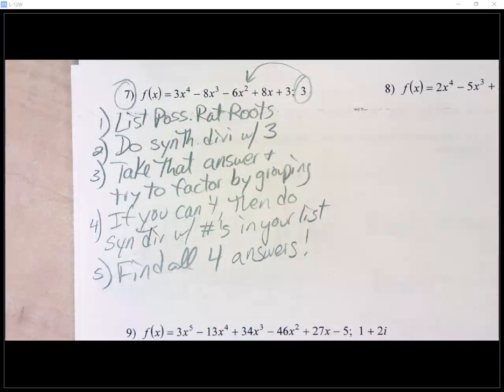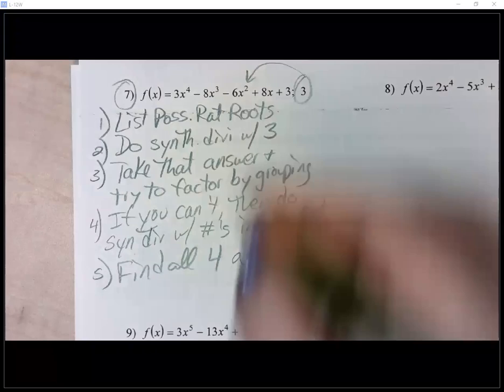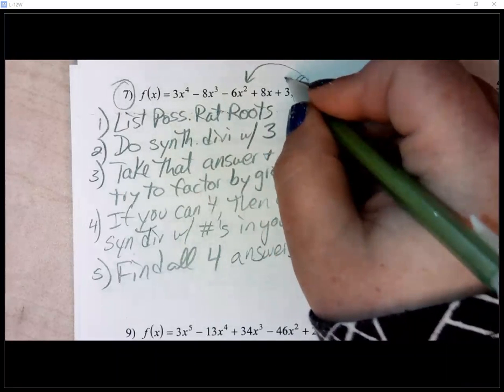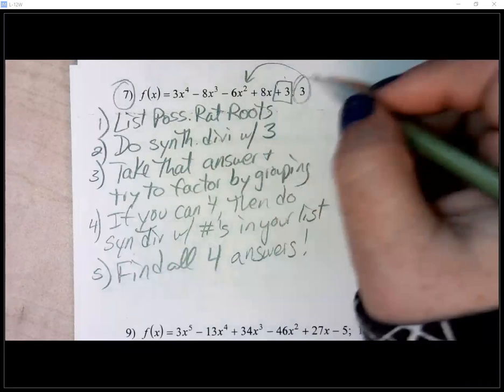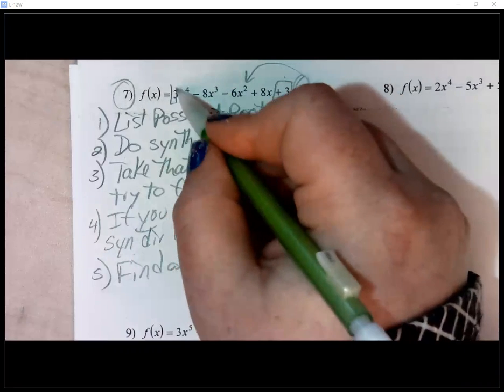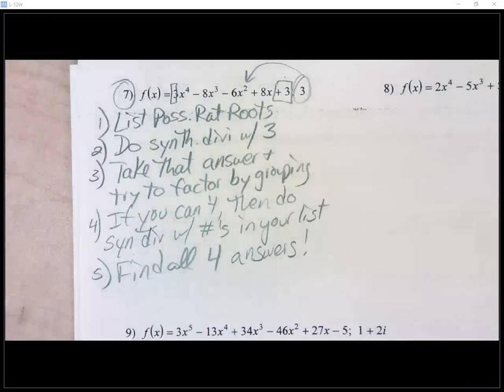So for this one, the way to find the factors is the first one. You're going to take factors of your constant, which in this case is 3, and divide those by the factors of the leading coefficient, which also happens to be 3. So you take 1 and 3 and divide them both by 1, and then take 1 and 3 and divide them both by 3.